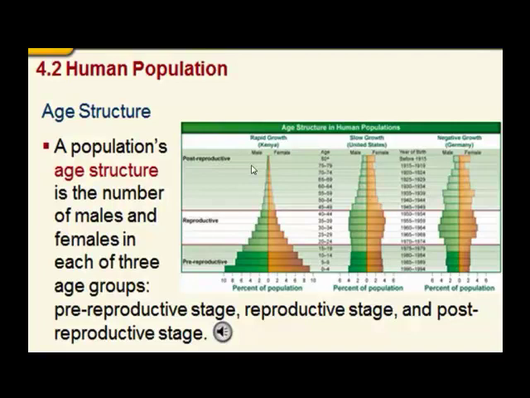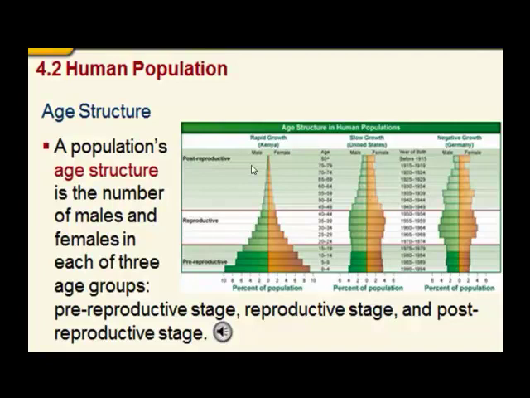These are age structure graphs. Age structure graphs show us the number of males and females in 3 age groups. The 3 age groups are a pre-reproductive stage, which is 0 to 20 years old, which we know you can be reproductive before age 20, but this is just how it's defined on the age structure graph. Our reproductive stage is 20 to 44 years, and post-reproductive stage is 44 years plus. So let's start with the first one.